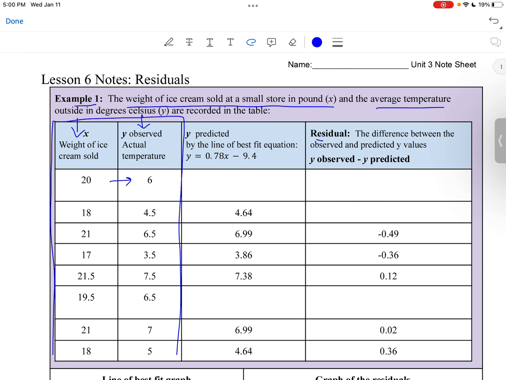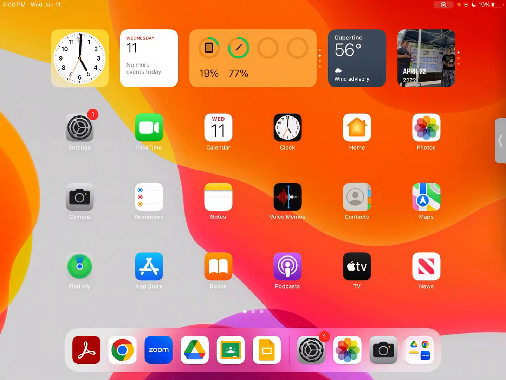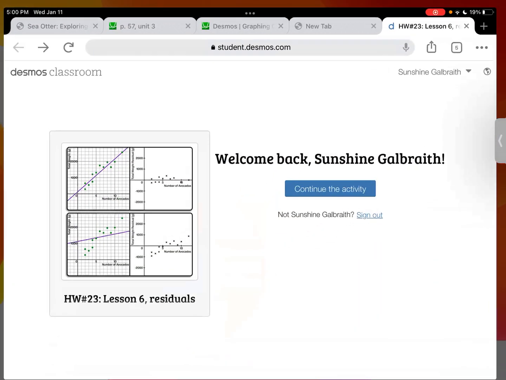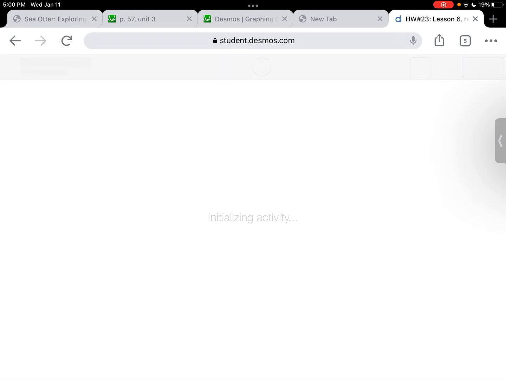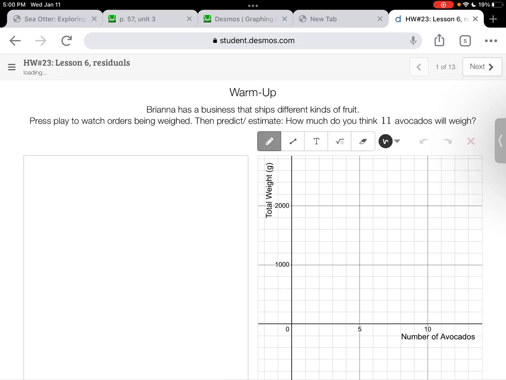Now we're going to learn about residuals, and you also should have already done that Desmos problem set that I just talked about, the lesson number 6, Residuals. Let's take a look at that lesson. So you've done this lesson, and we learned a little bit about residuals, what they are.